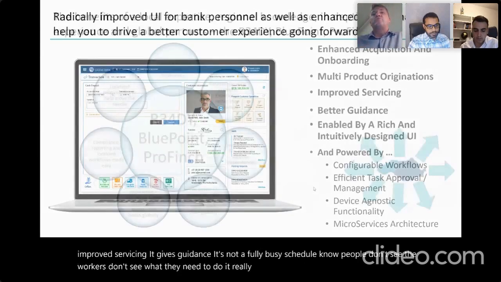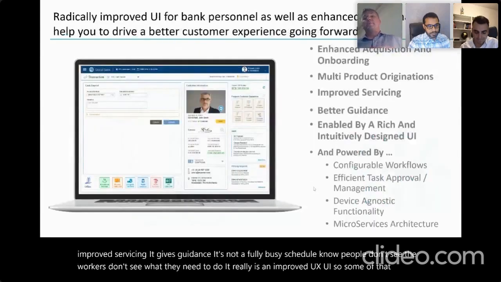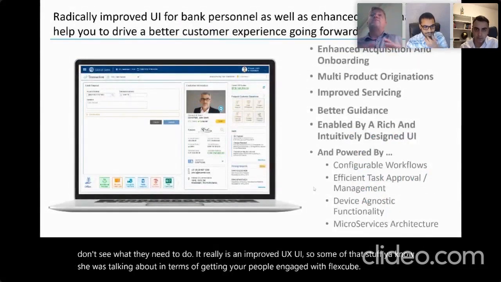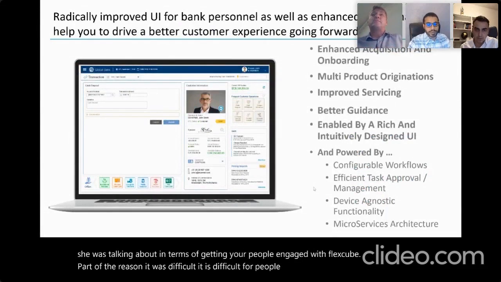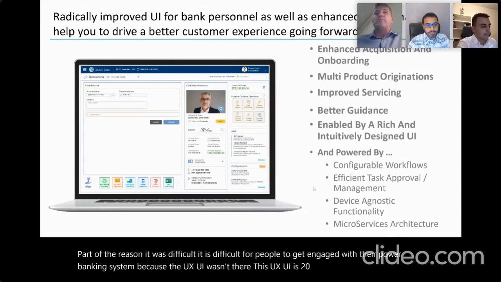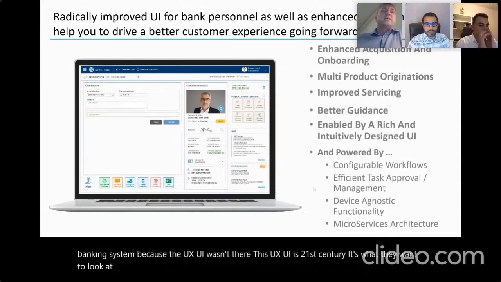So some of that stuff János was talking about in terms of getting your people engaged with FLEXCUBE. Part of the reason it was difficult to engage with the core banking system was because the UX UI wasn't there. This UX UI is 21st century. It's what they want, it looks pleasing. They want to work with it.